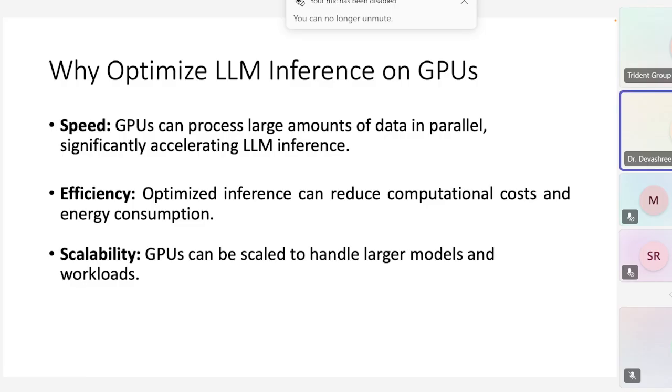Okay, so next is why we need to optimize LLM inference on the GPUs. First, because of the high speed that the GPUs offer, they can process large amounts of data in parallel, thereby significantly accelerating LLM inference. The second thing is efficiency. Optimized inference can reduce the computational cost and the energy consumption. And the third thing is scalability. GPUs can be scaled to handle larger models and workloads, like we saw in the Google Brain example.